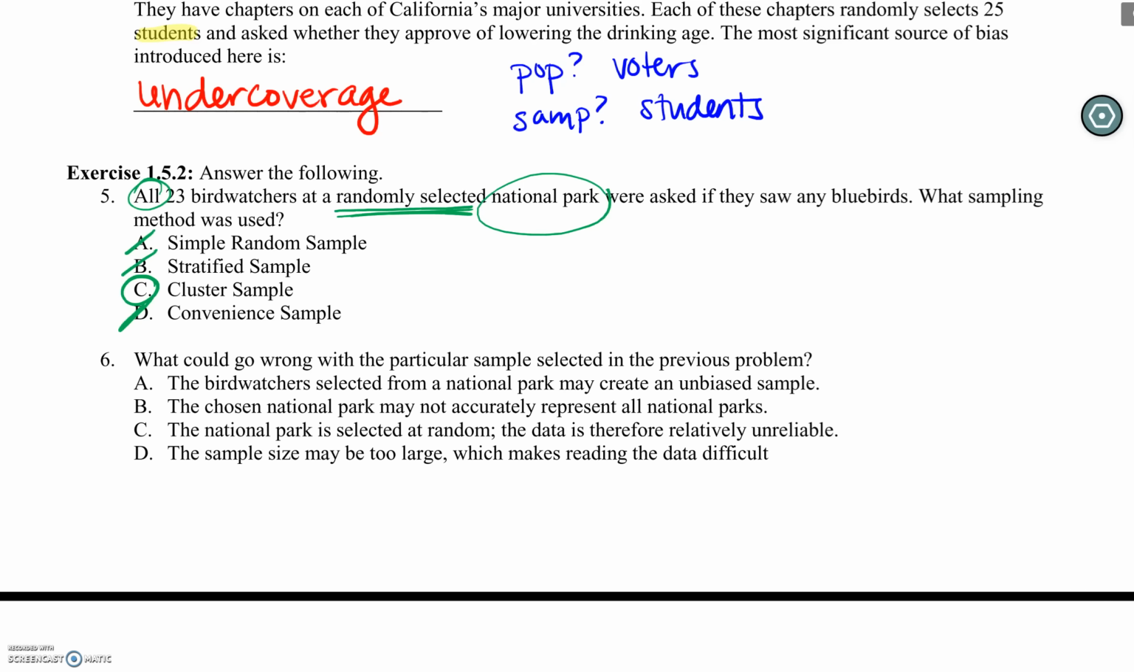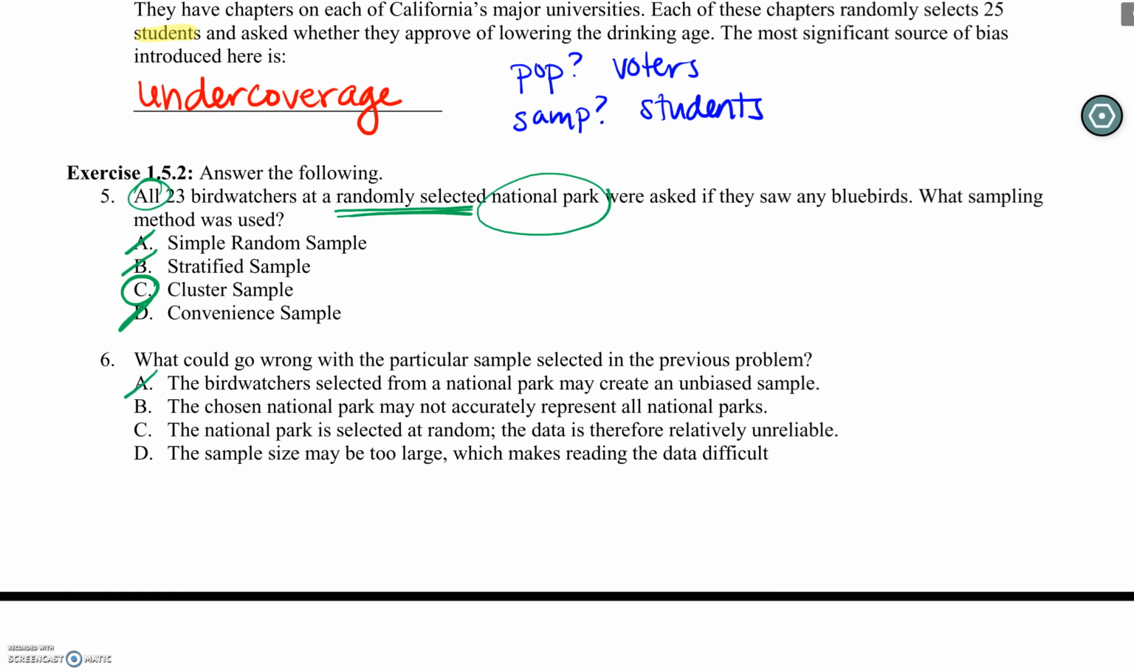This is a good one to look at just the wrong answers, because you'll see how I usually write my test questions. A lot of the questions from part 1 are multiple choice on the exam, which is why there's a lot of multiple choice in your homework as well. So what could go wrong with this particular sample? A says the bird watcher selected from a national park may create an unbiased sample.